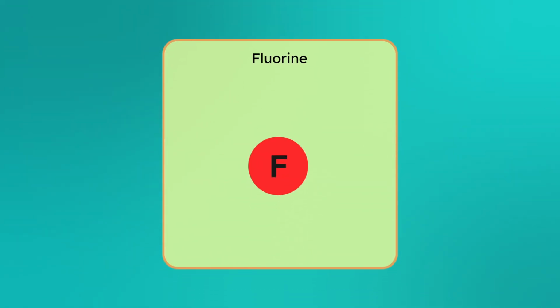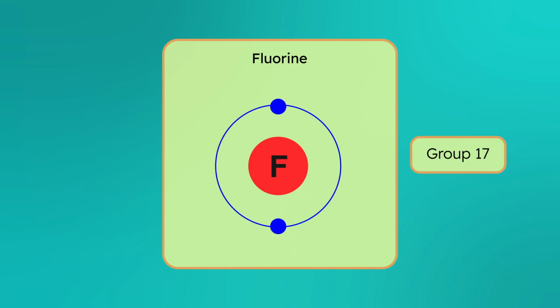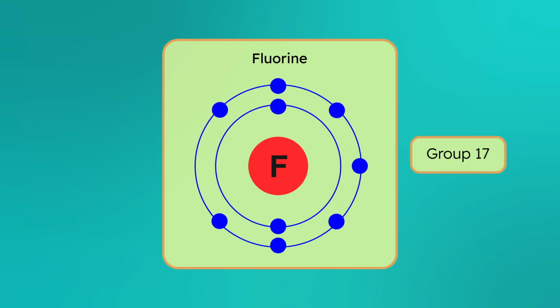Let's check in on our atom from earlier that had 9 electrons to see if it fits the pattern. This atom is fluorine, which is in group 17 of the periodic table. Do you remember how its electrons are arranged? The first shell holds 2 electrons. The remaining 7 go into the second shell. So how many valence electrons does fluorine have?